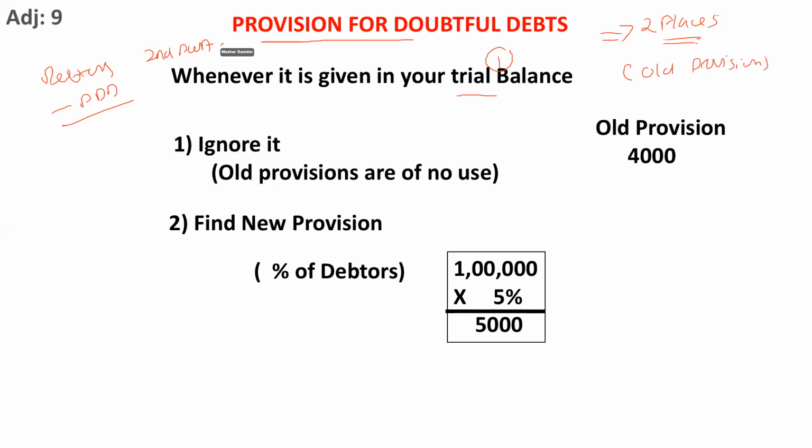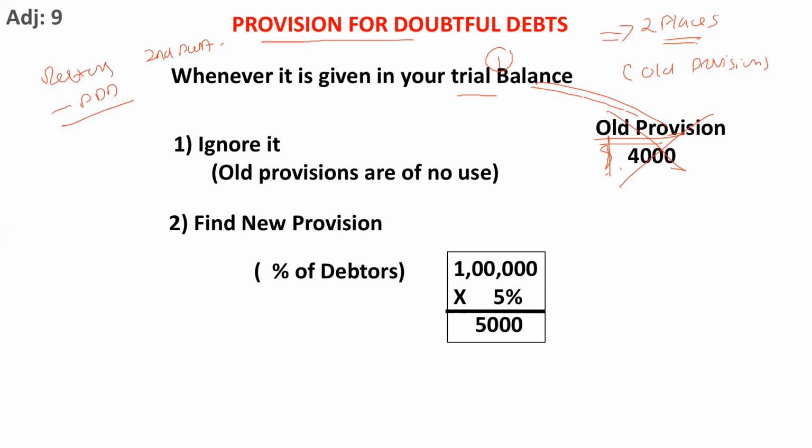So the provision for doubtful debts, when it appears in your trial balance, is your old provision which you've already adjusted. So what do we do? We ignore it. Supposing we have an example where our old provision is $4,000. This old provision which appears in the trial balance, you ignore for the time being because it has already been adjusted.